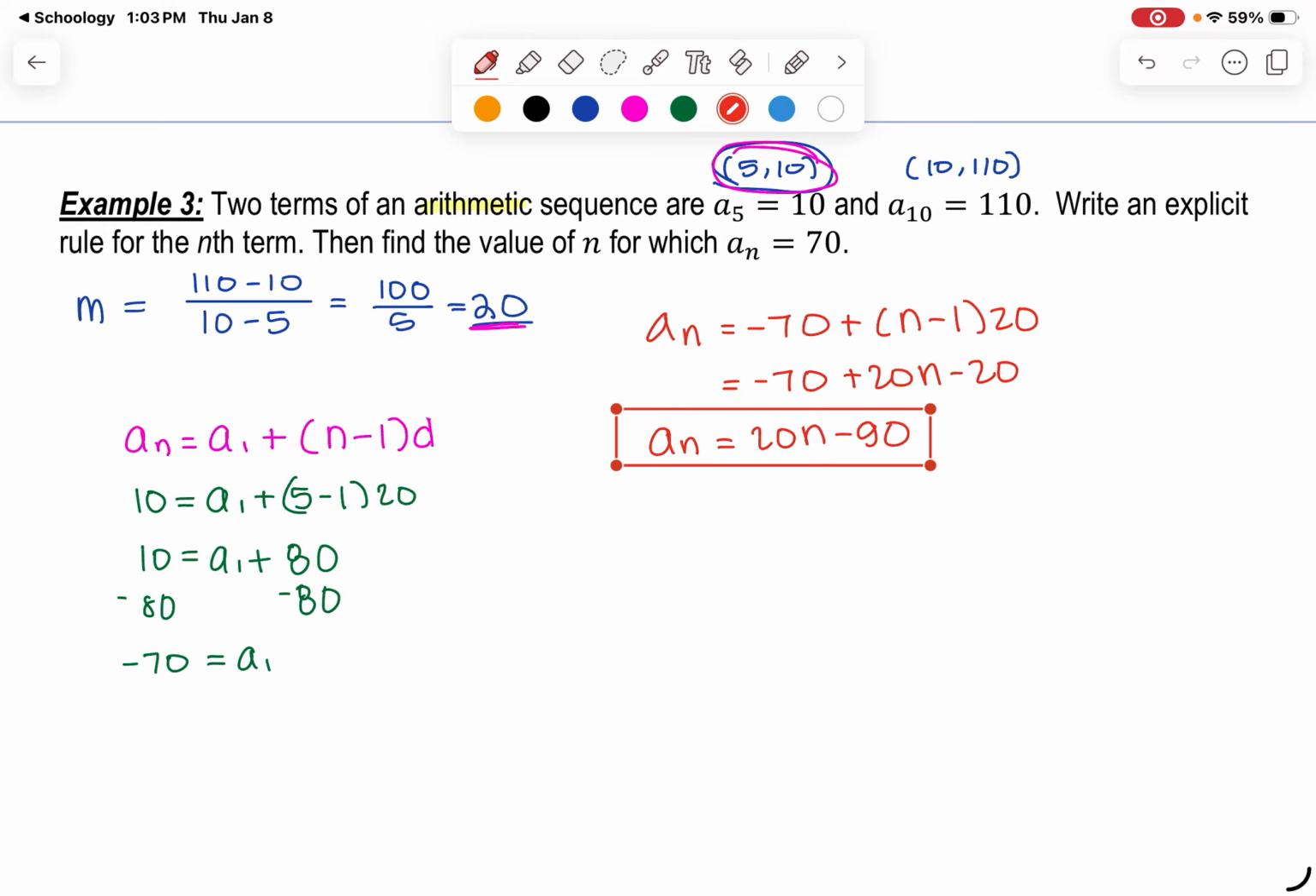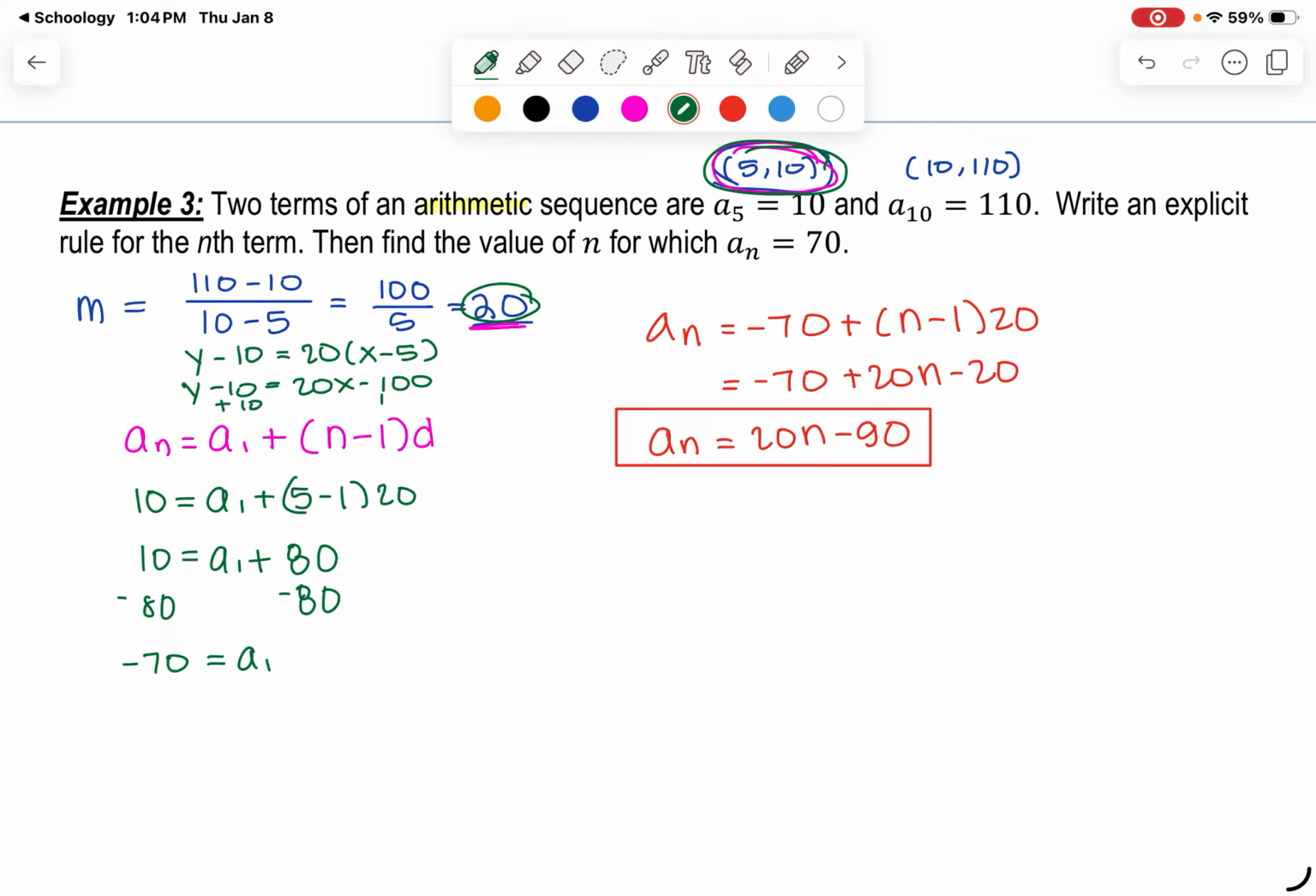Okay? Once again, if you didn't hear me, I'm going to make this a little bit longer than I need to. Once I had this 20 right here, the way that I did it is fine, okay? But I also could have said, all right, now I have a point and the slope. I'm going to do y minus y1, which is 10, equals m, which is 20, times x minus x1, which is 5, and then distribute. y minus 10 equals 20x minus 100.